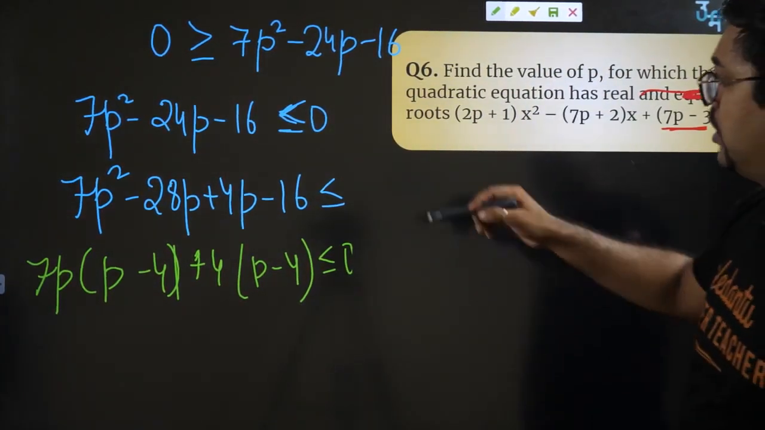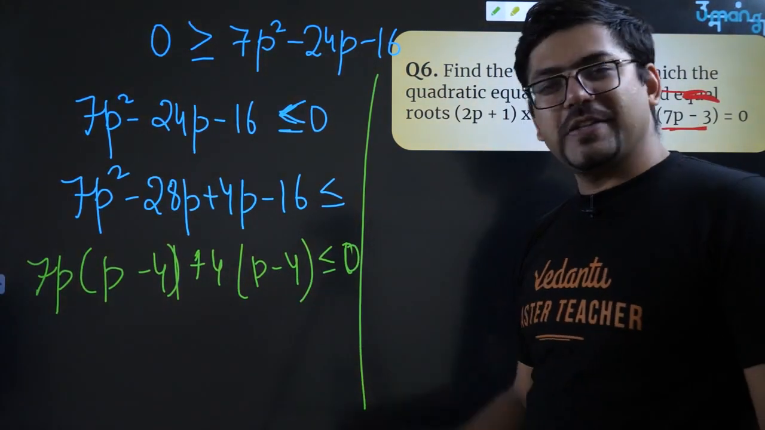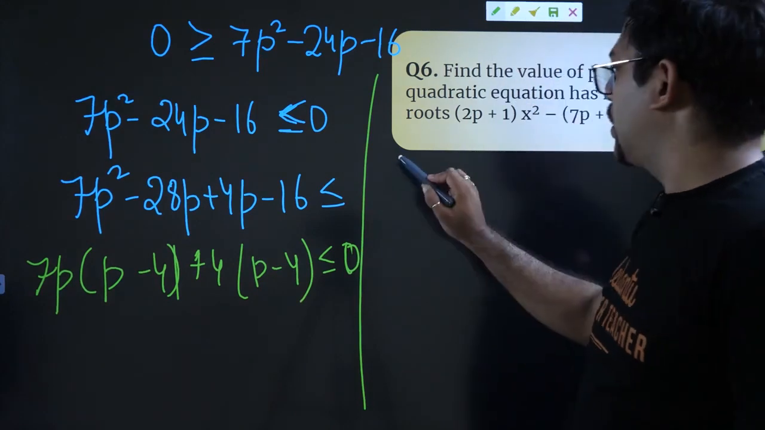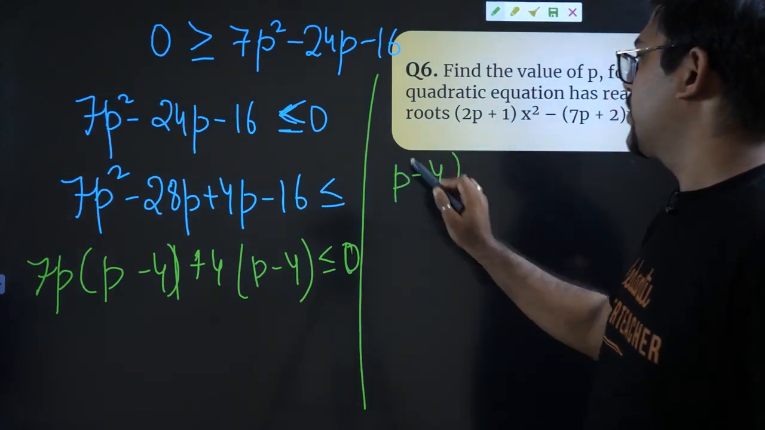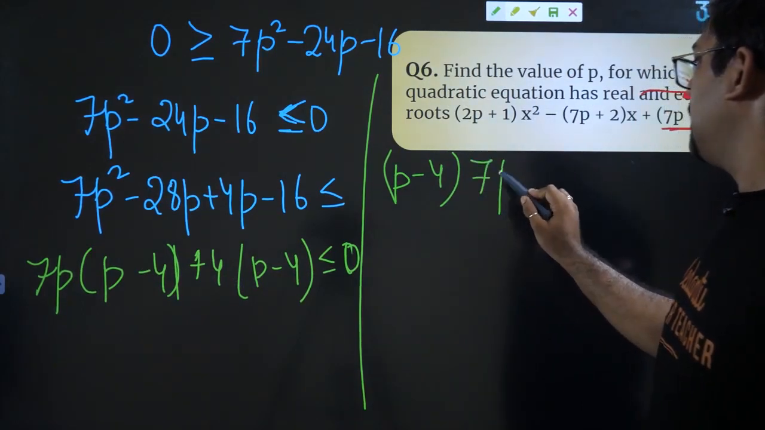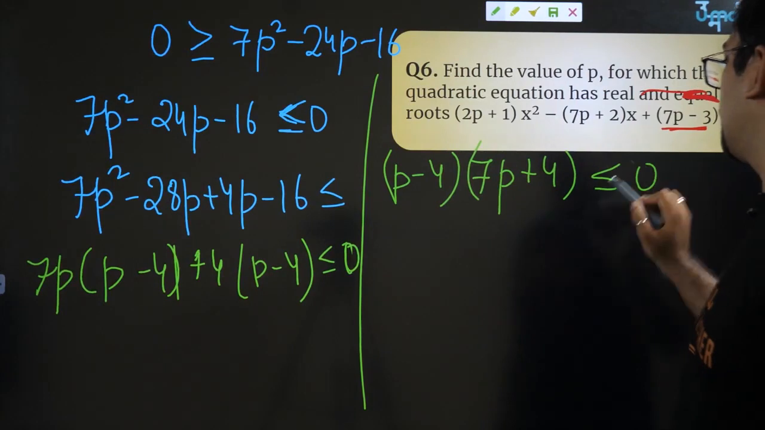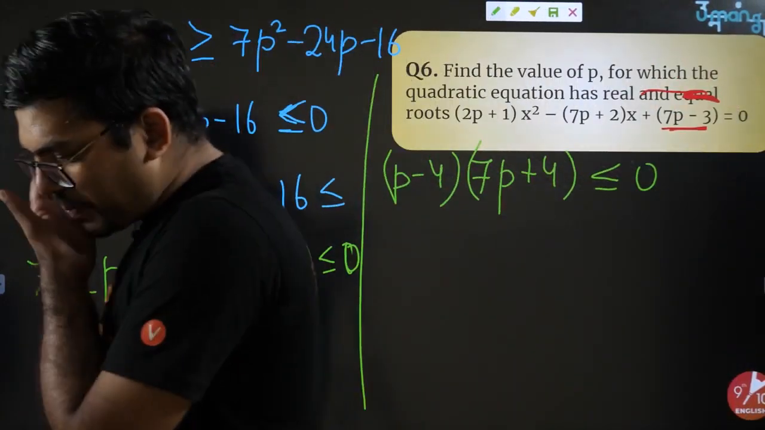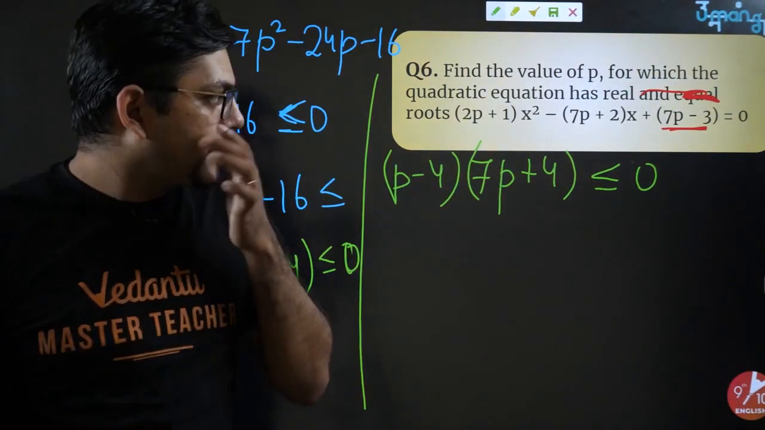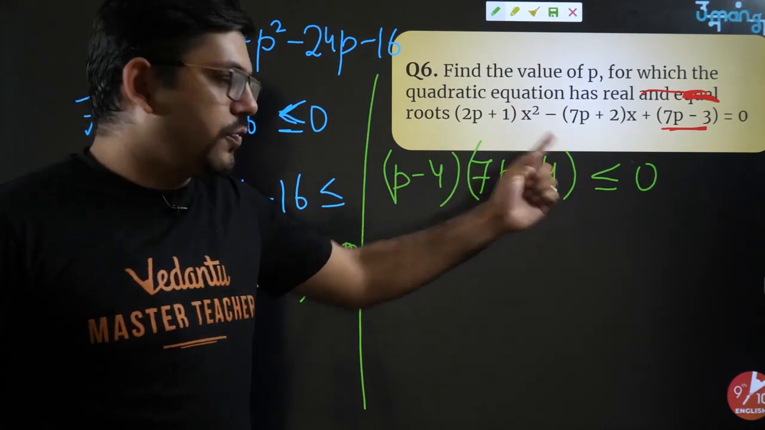Yep. Now it's looking much cleaner. So p minus 4 can be very easily taken as common. I'm writing here: p minus 4 is taken common here, and 7p plus 4. Okay, less than or equal to 0. So please pay attention over here. It's very important. Now once you have got this, (p minus 4)(7p plus 4) less than or equal to 0.